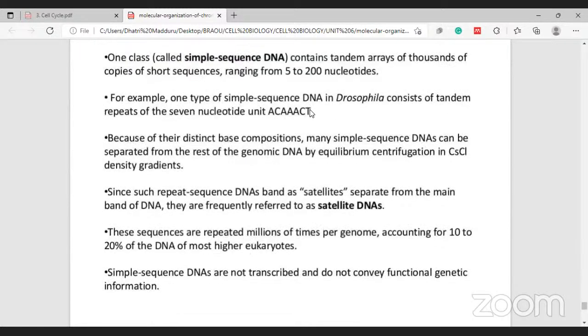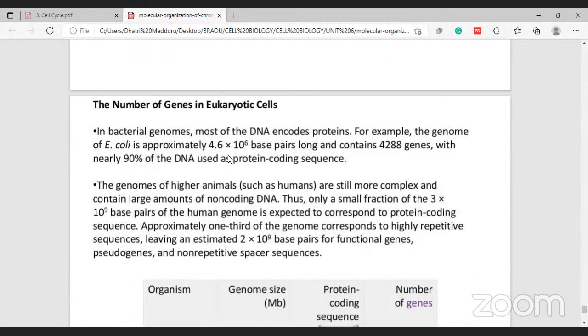These are short sequences, from 5 to 200 nucleotides, that are repeated one after the other. This is seen in Drosophila, like ACA, ACAA, ACT. So this is repeated. And another is satellite DNA. Satellite DNA means they separate from the main band of the DNA. They can repeat millions of times in the genome, and 10 to 20% of the DNA consists of this type. So like this, we have different types of repetitive DNAs.